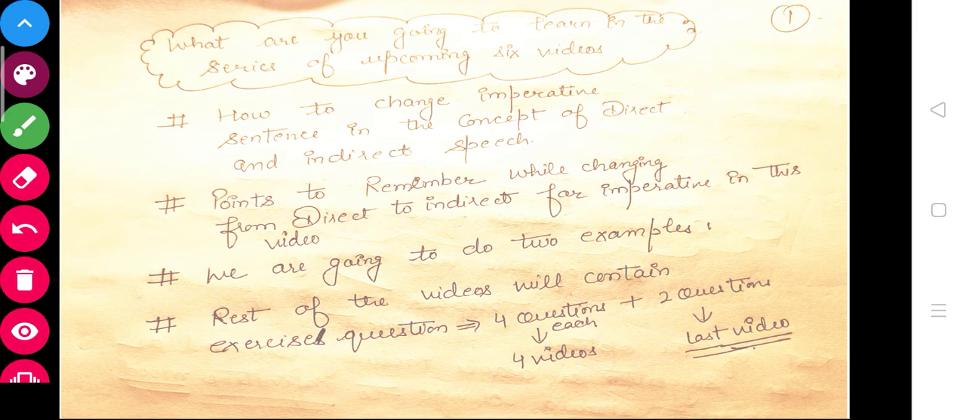I'll give you the examples for the same too, don't worry about it. Then, in this particular video, we're going to talk about the points to remember while changing from the direct to indirect speech for imperative. Definitely we're going to talk about that at length.